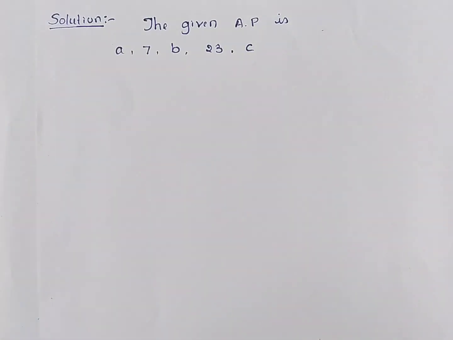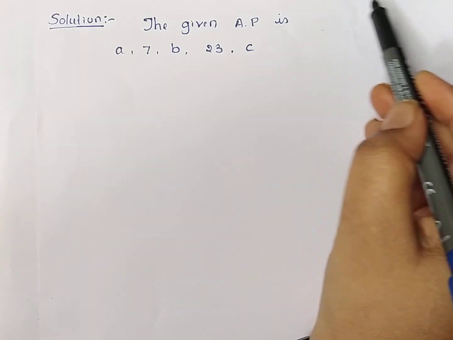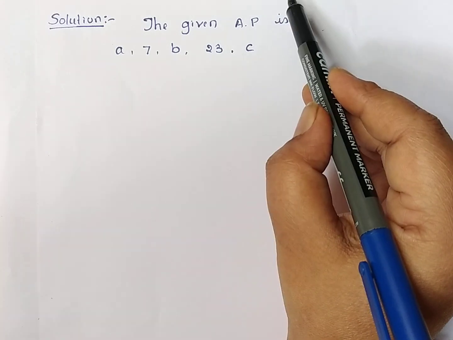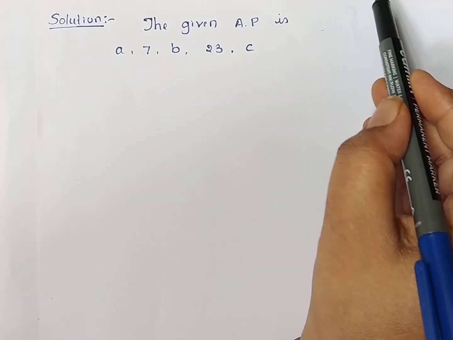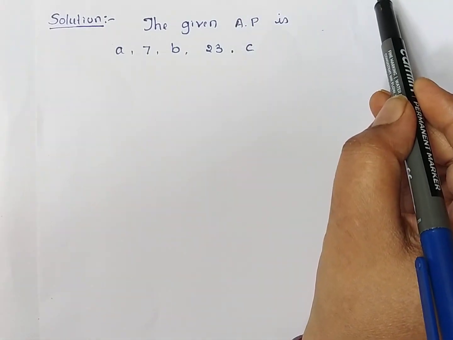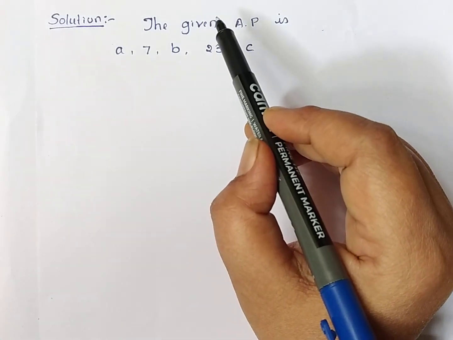In that, the first question is: find A, B, C such that the numbers A, 7, B, 23 and C are in AP. So the terms of the AP are A, 7, B, 23 and C. 5 terms are there. We have to find A, B, C in the arithmetic progression. So how can we solve this?